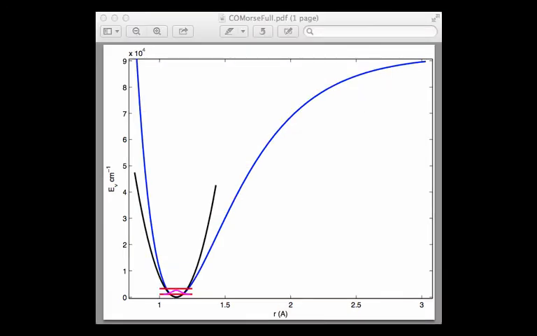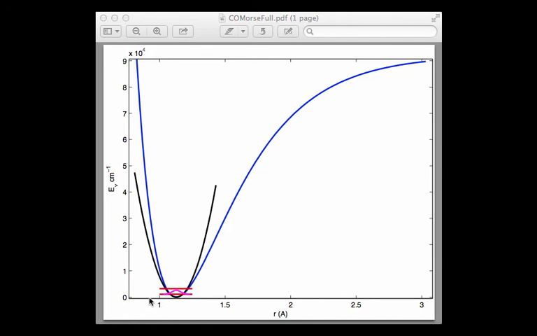Just like we did in the other example of the harmonic oscillator, we're returning to carbon monoxide as an example as we look at the Morse oscillator. And this is in the Chapter 8 notes, section 8.4.1.1 under carbon monoxide. And the key features are shown here in this graph.